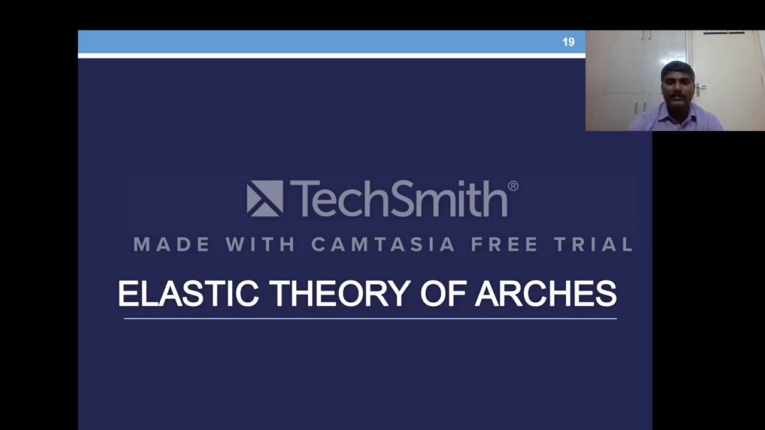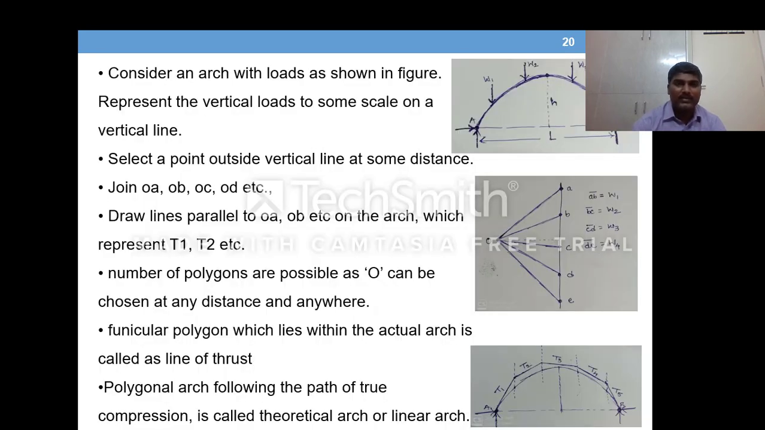Right, let's see what is the elastic theory of arches. Nothing but, in other words, the theoretical arch, which means the arch which will have only compression in the arch, bending moment is 0. This is how we are going to construct a theoretical arch. Let us discuss.